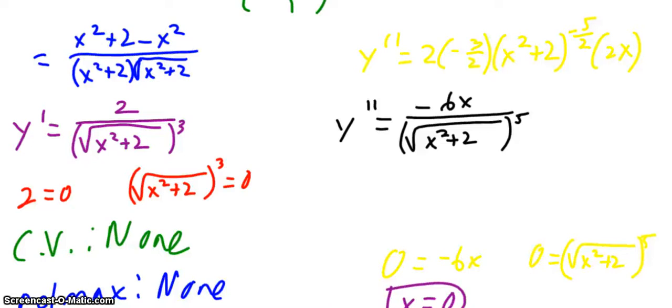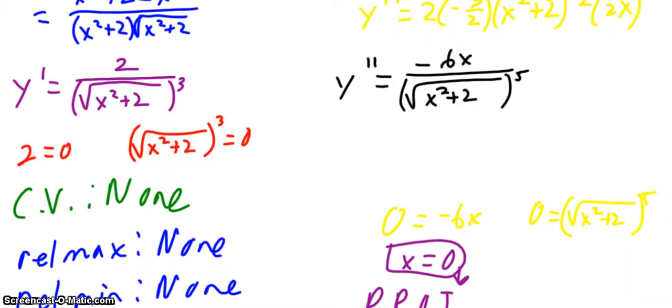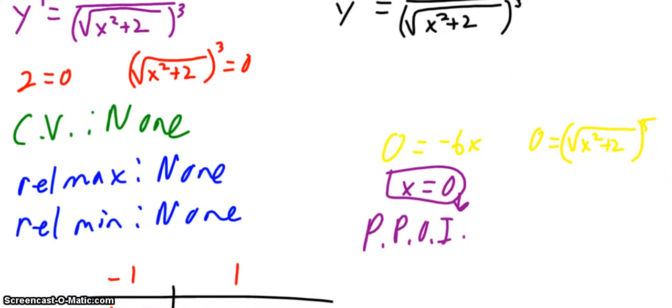Alright, on to part 2. We're almost done here. I know, we're sweating at this point, right? It's a lot of derivatives and graphing. Okay, so we found the first derivative, we found the second derivative. Let's talk about the critical values.